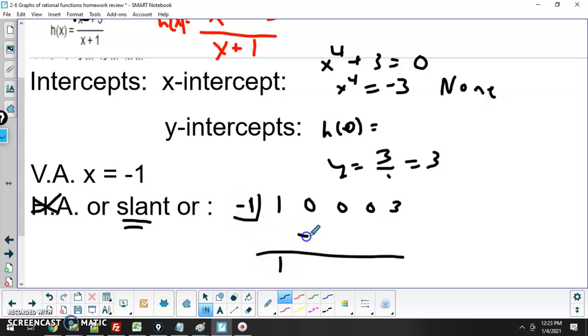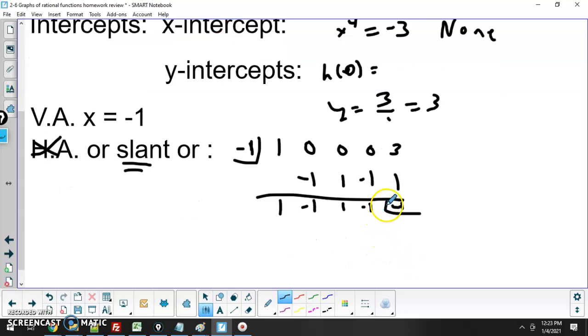Negative 1 times 1 is negative 1. So this would be negative 1 when we add them up. So we get a positive 1, 0 plus 1 is 1. Negative 1 times 1 is negative 1. And then you'd have negative 1 here. And then negative 1 times negative 1 is 1. And so that's 1. And then the remainder would be 4.